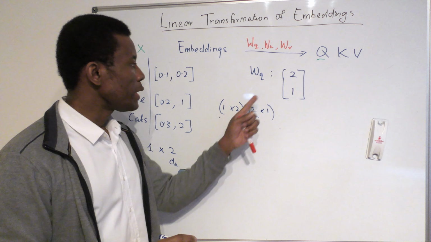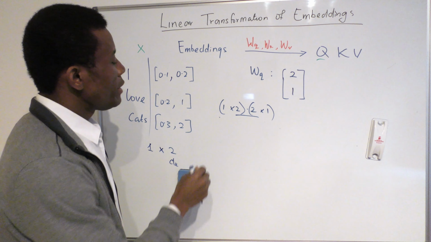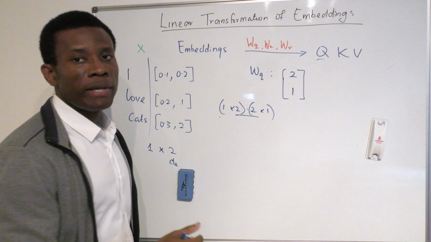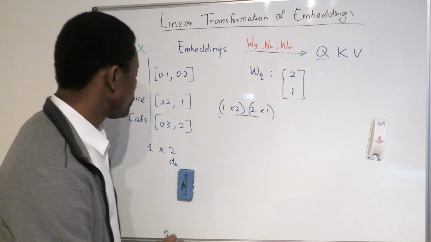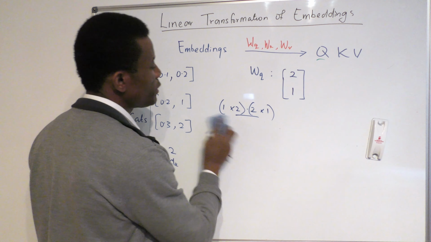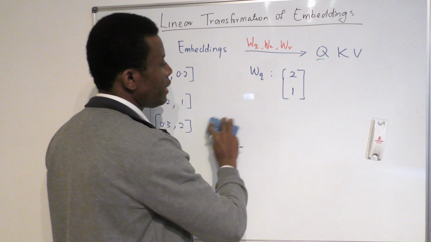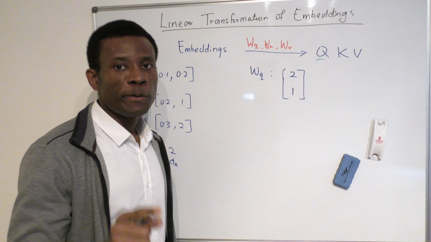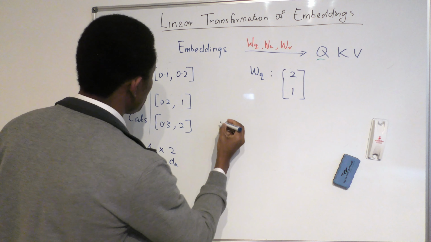So please try to work this out and tell me what the result will be. Will it be a 2 by 2 matrix, a 1 by 2, a 2 by 1, or a 1 by 1? This is your assignment. However, I'm going to go ahead and solve it. Please pause the video, solve it yourself, and tell me what you have. So let's do the multiplication right now.